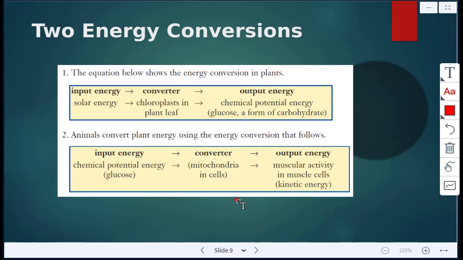So here we can see the 2 energy conversions taking place. The first one shows the energy conversion in plants. The input energy was solar energy, the converter was the chloroplast in leaves, and then the output energy was the glucose, which is a form of carbohydrate. Here we're looking at animals and how they're converting that plant energy in this formula of cellular respiration. So the input energy is glucose, the converter is the mitochondria in the cells, and the output energy is the muscular activity in muscle cells, for example, being able to move, so kinetic energy.